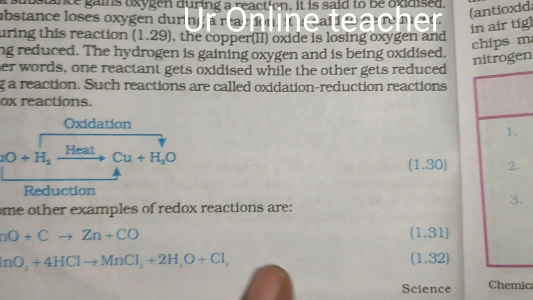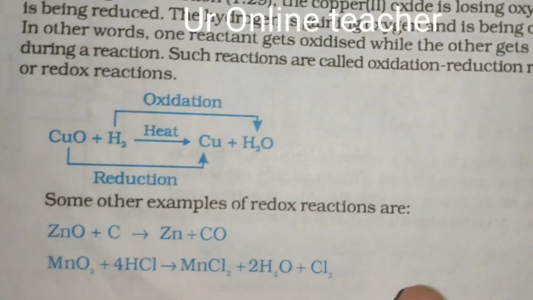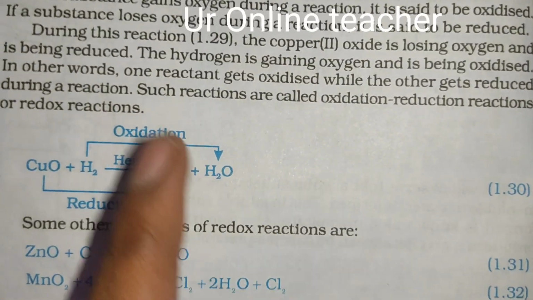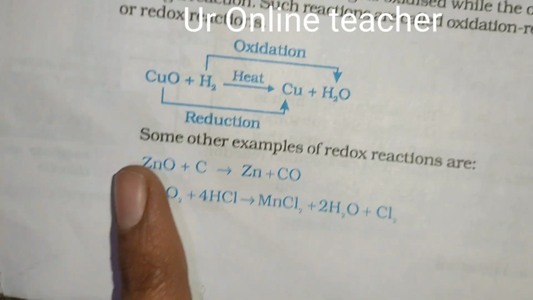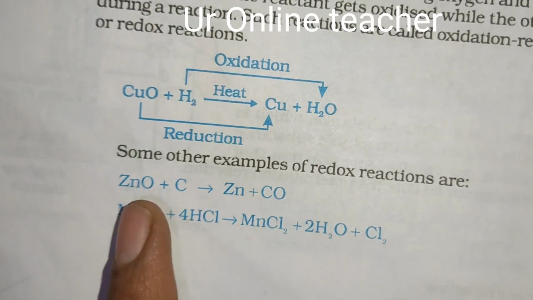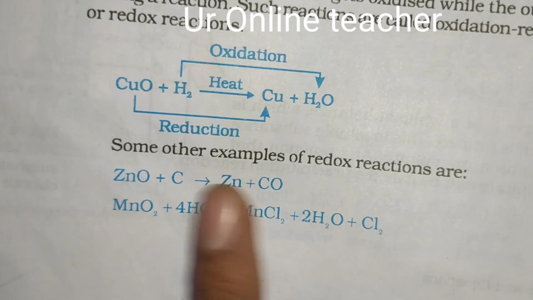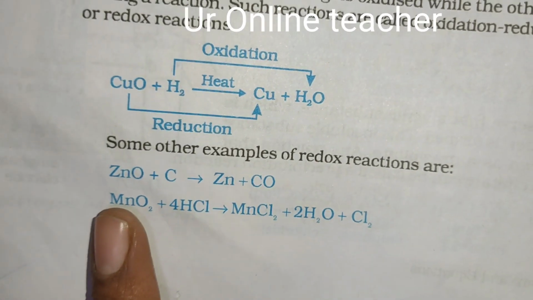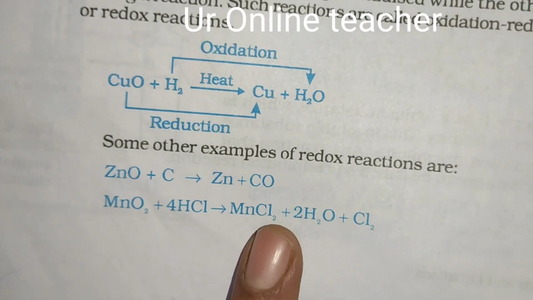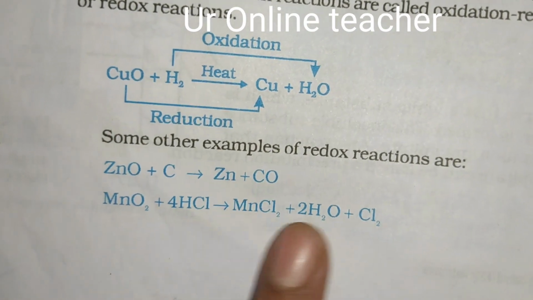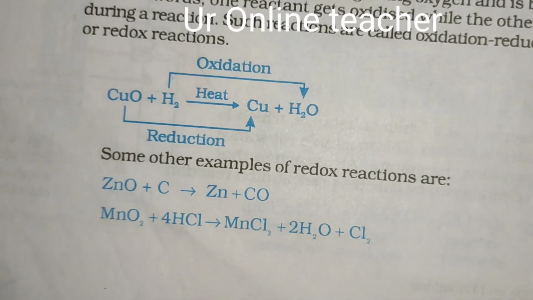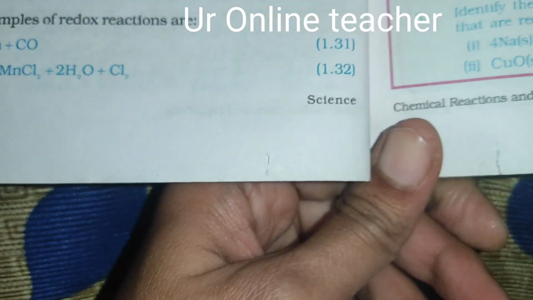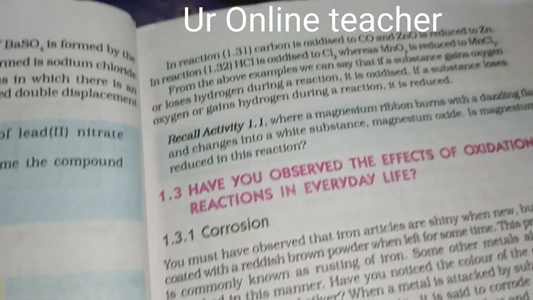Some other examples they give. Since both happen together, we can say oxidation-reduction reactions, or redox reactions. Zinc oxide plus carbon, so we'll get zinc plus carbon monoxide. MnO2 plus 4HCl gives MnCl2 plus 2H2O plus Cl2. So these are redox reactions. That's all.